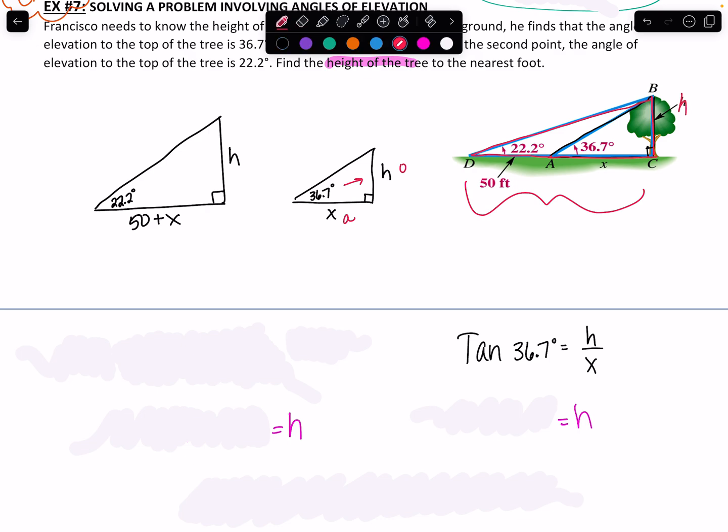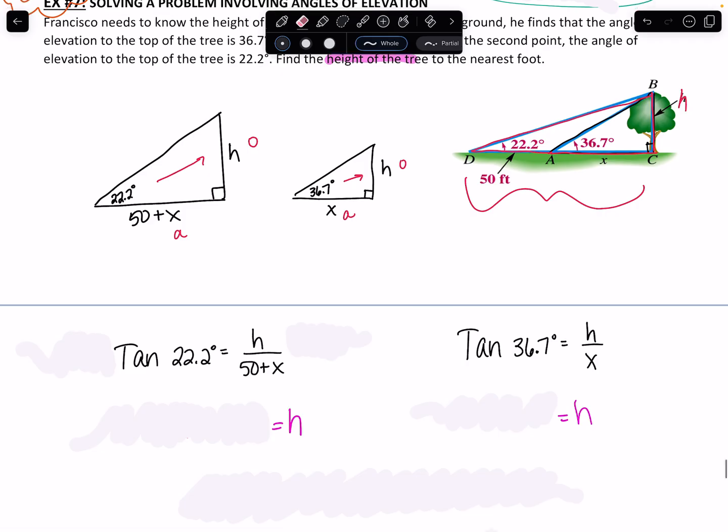Let's do the same thing for the other triangle. It looks like on the other triangle, I also know the opposite side and the adjacent side. So let's set up another tangent ratio for the angle of 22.2 degrees. We know that tangent of 22.2 degrees is the opposite side, h in this case, over the adjacent side, which is 50 plus x. Okay.